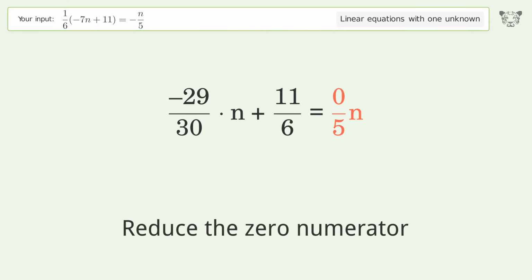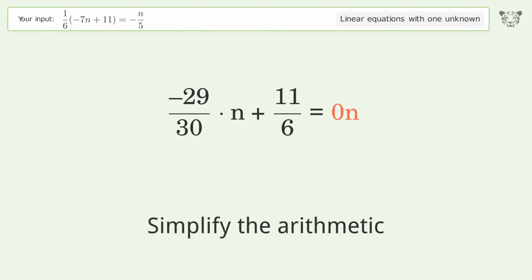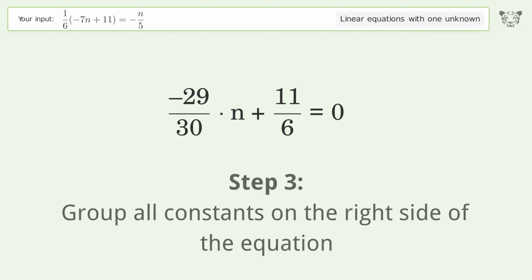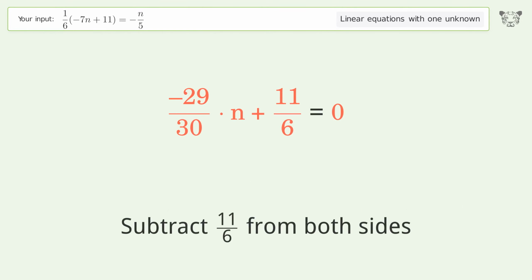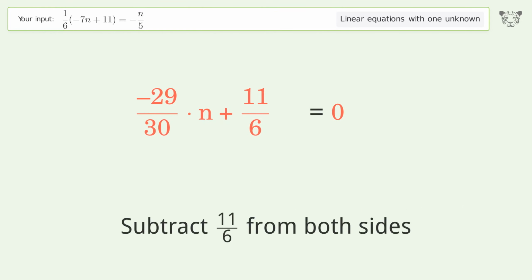Reduce the zero numerator. Simplify the arithmetic. Group all constants on the right side of the equation. Subtract 11/6 from both sides.